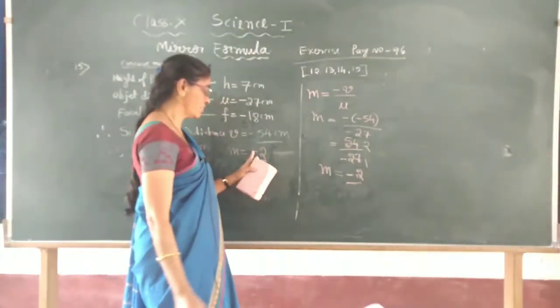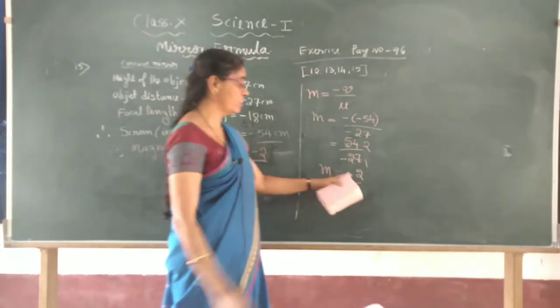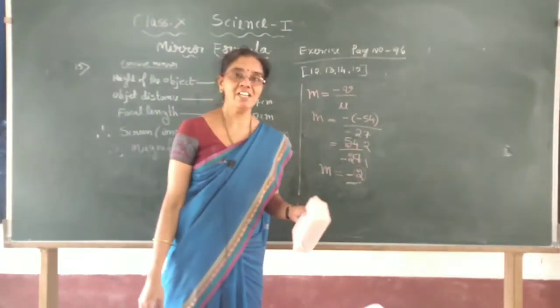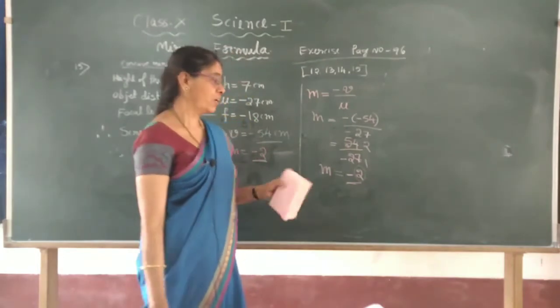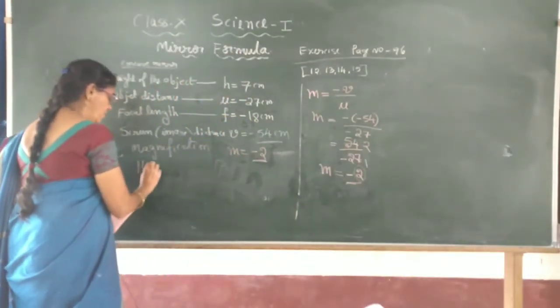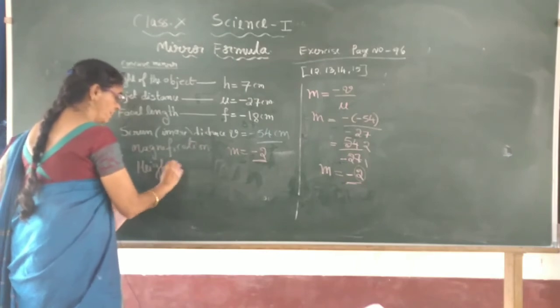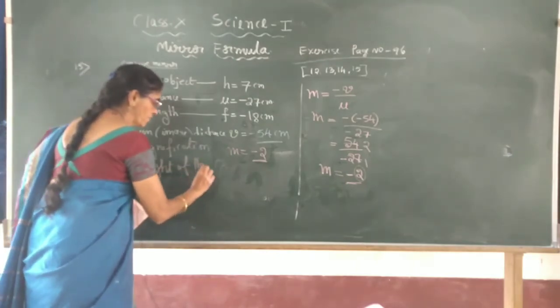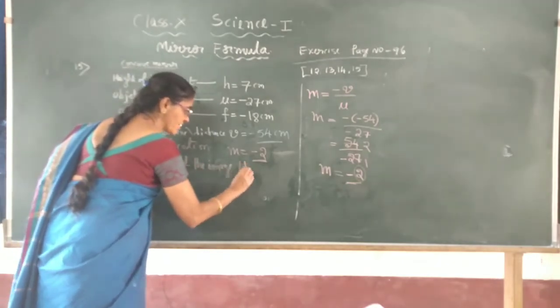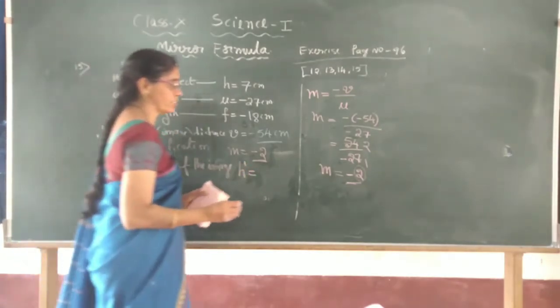And if you ignore the sign, its value is 2. So it is greater than 1, so you will get an enlarged image. Now I want the height of the image. That is also required, the height of the image. h dash I want. What is h dash?